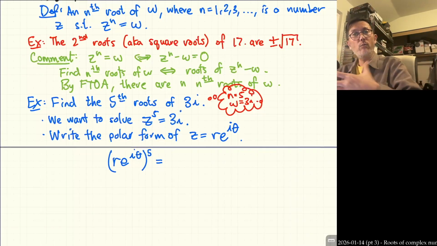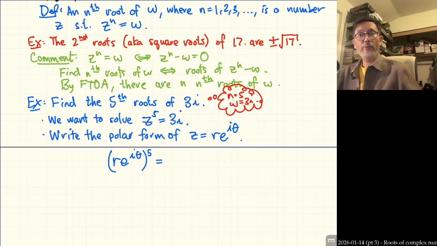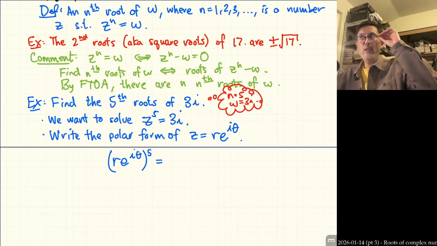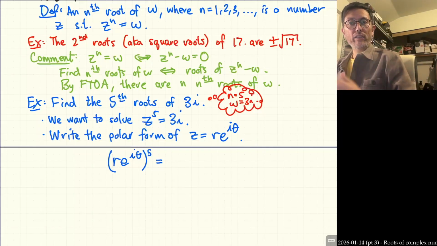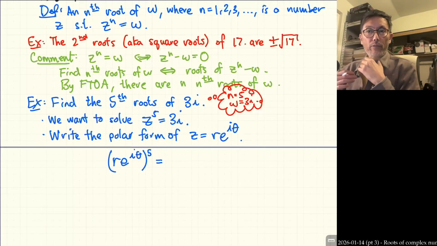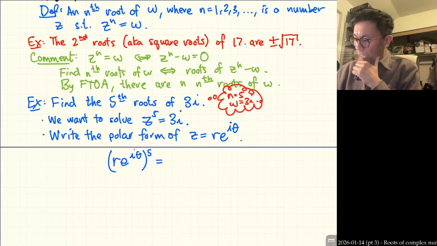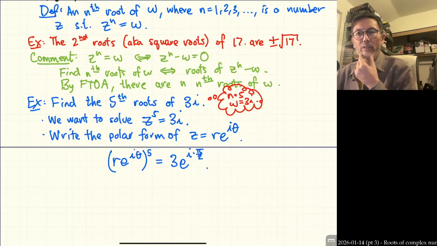Now, I'm also going to write the polar form of 3i. 3 is the modulus of 3i, you'll be unsurprised to find out. And what is the angle that 3i makes with respect to the positive real axis? That's pi over 2. So we can rewrite 3i as 3 times e to the i times pi over 2. Is that sensible?